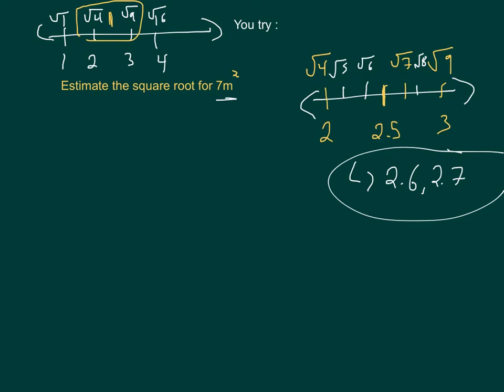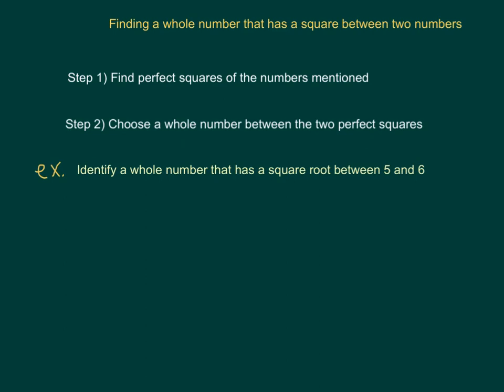So you say, okay, 7 is closer to 9. I know it's going to be past 2.5, and it'll be one of these numbers, right? 2.6, 2.7, and we're good because we are just estimating. Okay? Let's try the next example. Okay, this is the second part now. So this one's called finding a whole number that is a square between two numbers. So it's a little bit different than before.